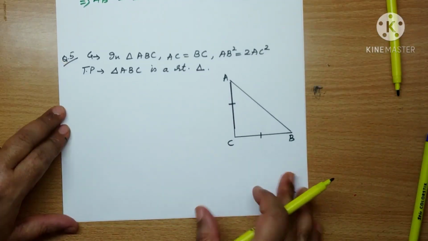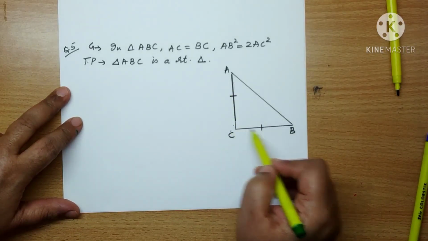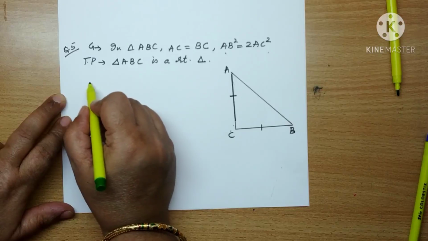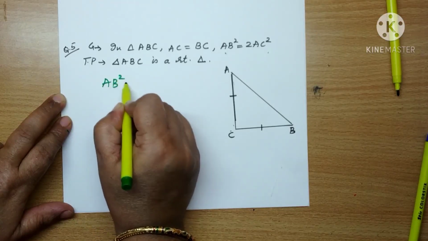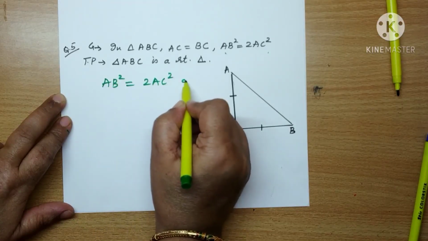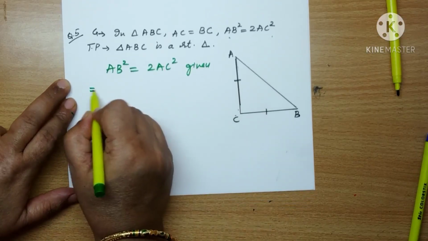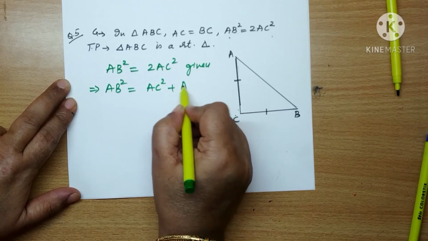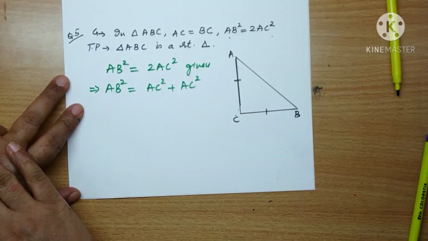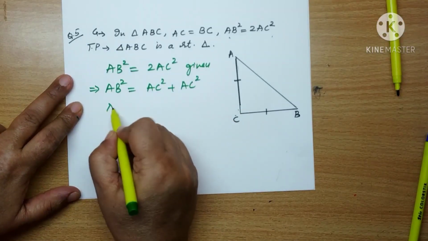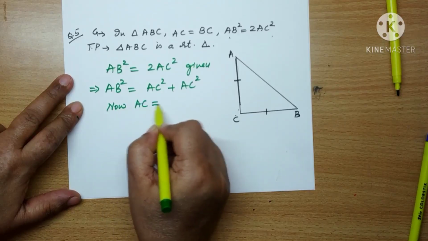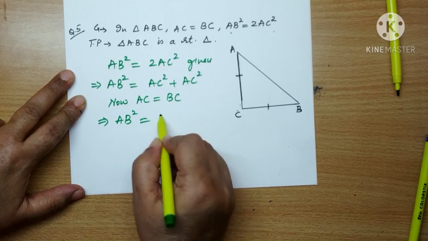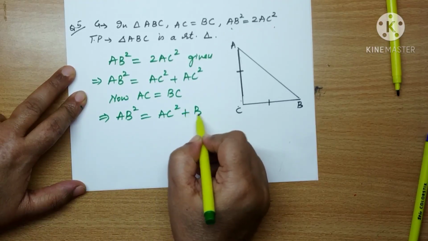Now question number 5. It's given AC equal to BC in this triangle and AB square is 2AC square. So AB square is 2AC square, given. So can I split this as AB square is AC square plus AC square? 2AC square means AC square plus AC square. Now AC is equal to BC. So we replaced one of the ACs as BC. So I got AB square as AC square plus BC square.